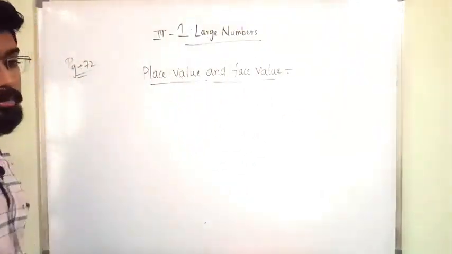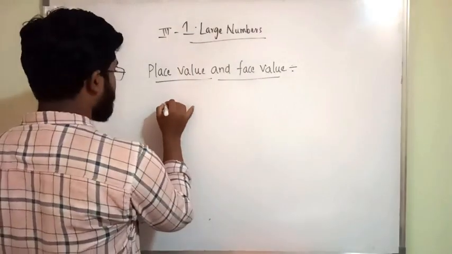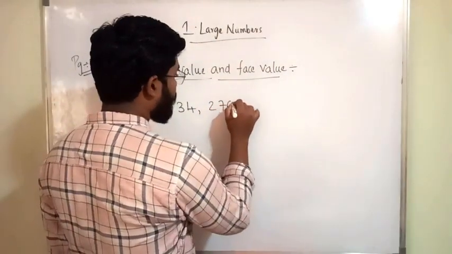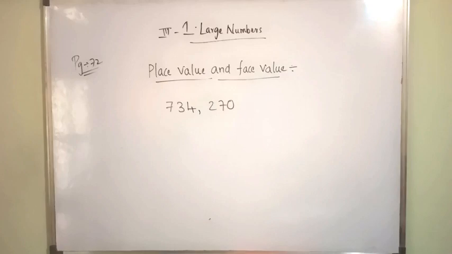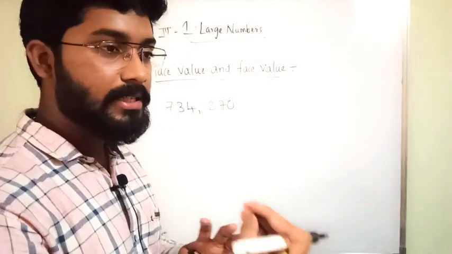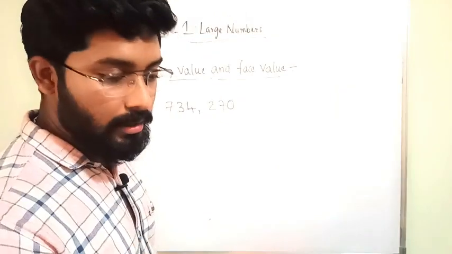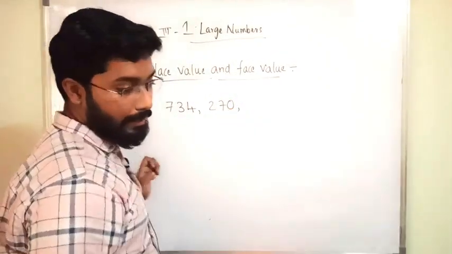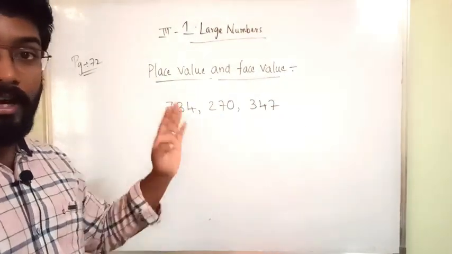So let us go into the concept. If we move into the concept, he has given 3 numbers: 734, 270, and 347. Just now we have discussed the definition of place value and face value, given on page number 72, in the green color box. We have discussed that one. Now let us see the concept. So let us see the face value and place value.